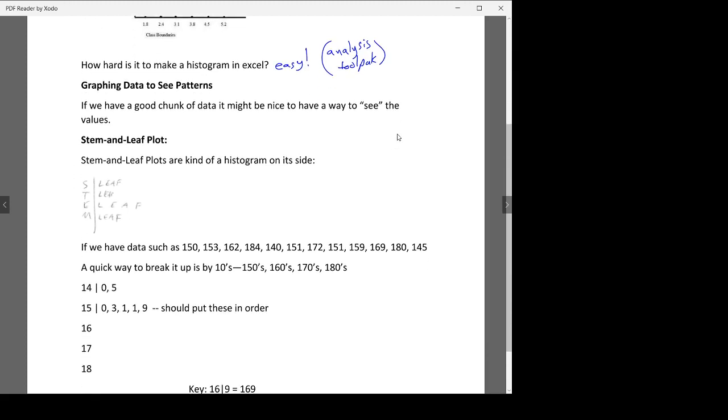And graphing data, seeing patterns. So I have a few other graphing types to go through with you here, now that we've looked at histograms and ogives. Let's look at some other bits and twigs. Stem and leaf plots are a fun one. They're sort of a histogram on their side. It's a real easy way to do it by hand if you're looking at data.